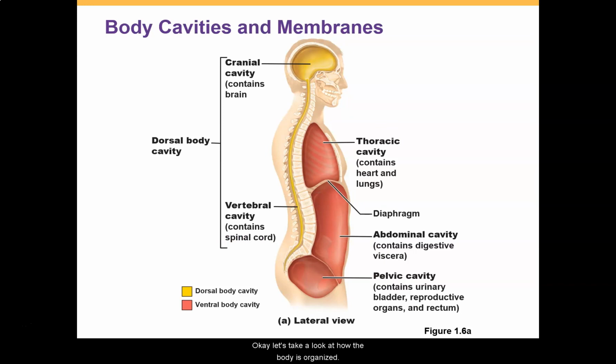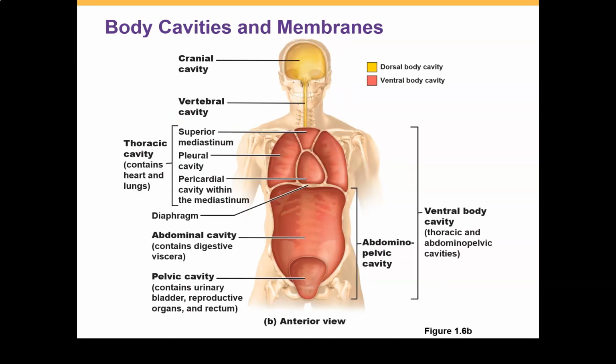Okay, let's take a look at how the body is organized internally. Internally, the body contains hollow regions or hollow spaces. These hollow spaces inside of the body are known as body cavities. We have two major body cavities, the dorsal body cavity and the ventral body cavity.